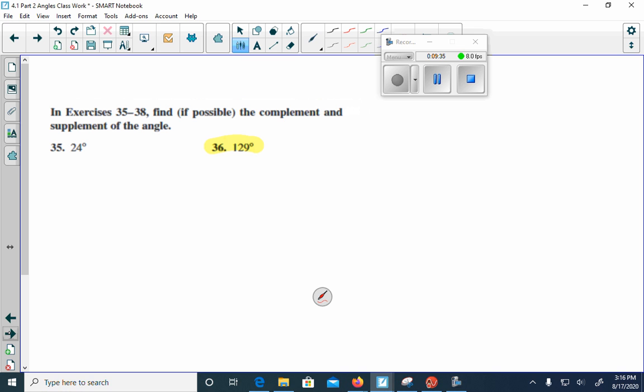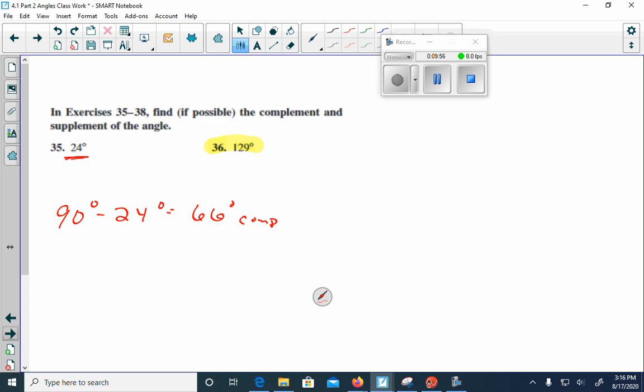Okay, find, if possible, the complement and supplement. So this one just was 24. You didn't have to do 36, but I want to point something out. To find the complement, instead of doing pi over 2, I'm going to do 90 degrees. So I'm going to take 90 degrees minus 24 degrees, and when I do that, I end up with 66 degrees. That's my complement.